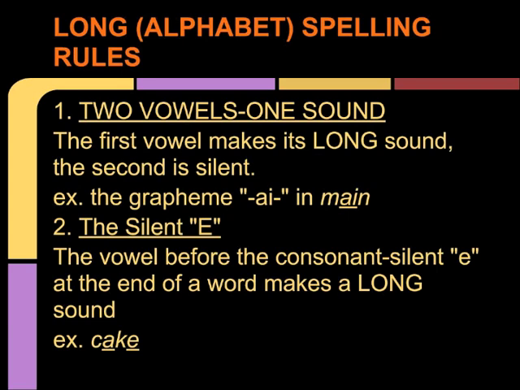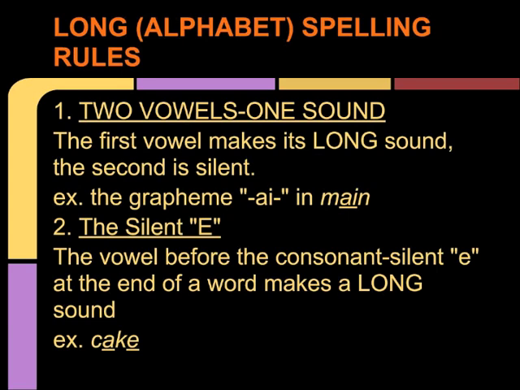Number 1. Two vowels, one sound. The first vowel makes its long sound. The second is silent. For example, the grapheme AI in the word main. The A makes its long A, or alphabet, sound, and the I is silent.